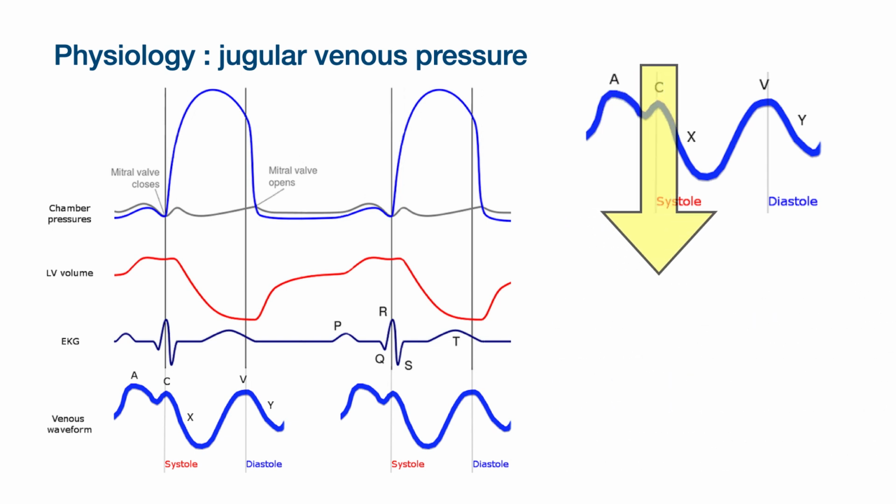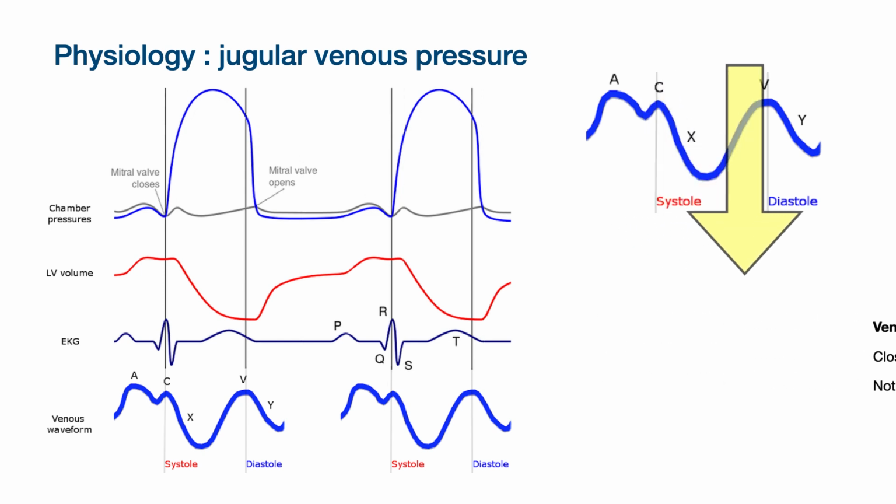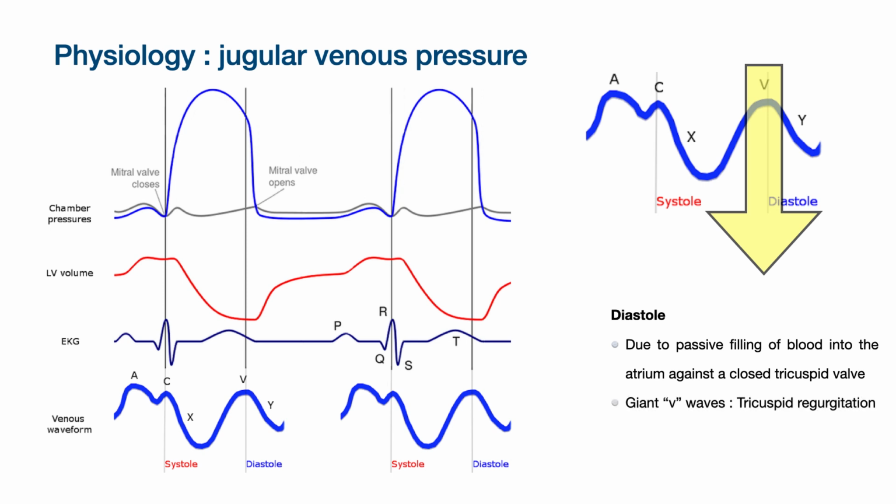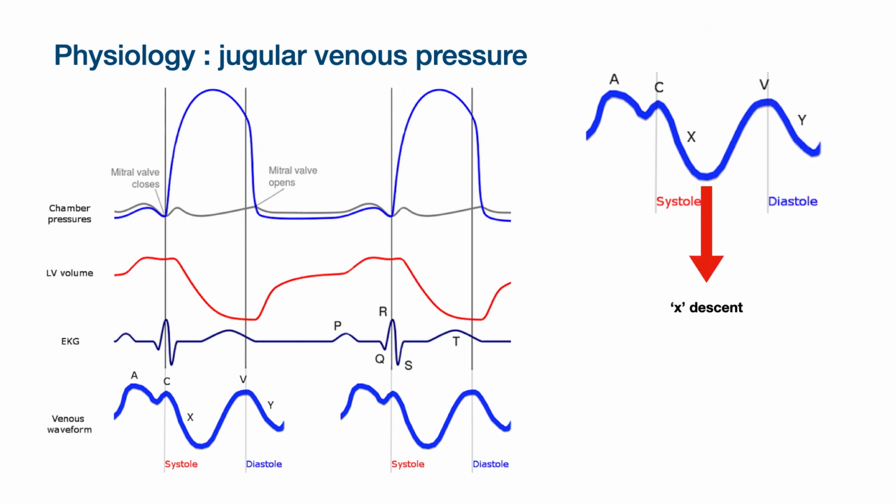C wave, which is the closure of the tricuspid valve. It is not normally visible. V wave. This happens in diastole due to the passive filling of blood into the atrium against a closed tricuspid valve. Giant V waves are seen in tricuspid regurgitation. X descent is the fall in atrial pressure during ventricular systole. And Y descent is seen in the opening of the tricuspid valve.